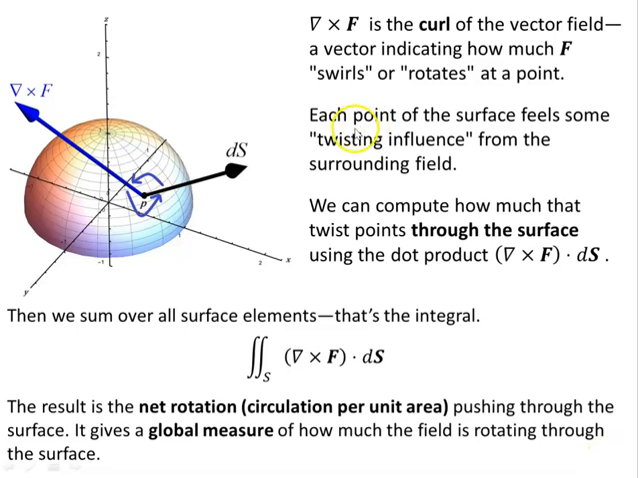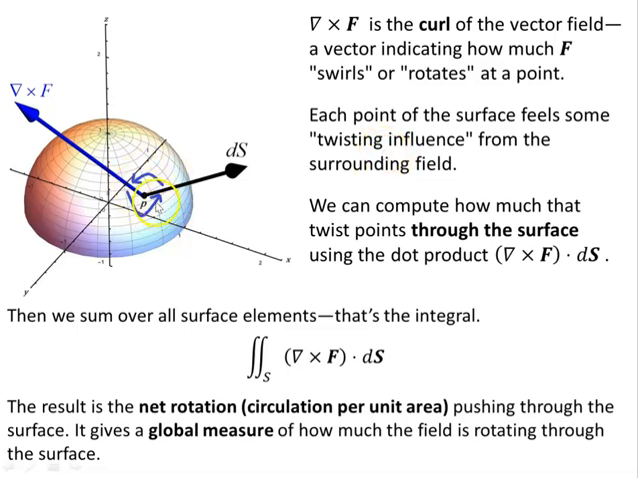All right, let's now look at the surface. So here's the curl of F. At each point P, there's a vector because curl of F is a vector itself. This is ds, we'll talk about that later. All right, so curl of F is the curl of the vector field, and it's a vector indicating how much F swirls or rotates at a point. So each point of the surface feels some twisting influence from the surrounding field.